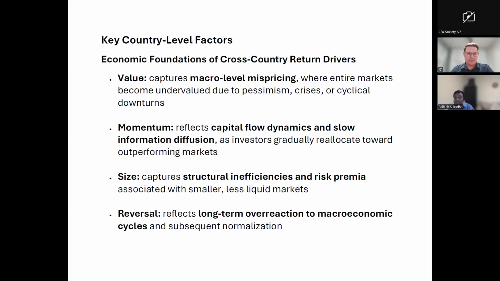As I said, the country-level dynamics are not firm-level effects, they are system-level effects. So country-level factors mirror stock-level anomalies, but they are driven by macroeconomic, structural, and capital flow dynamics.